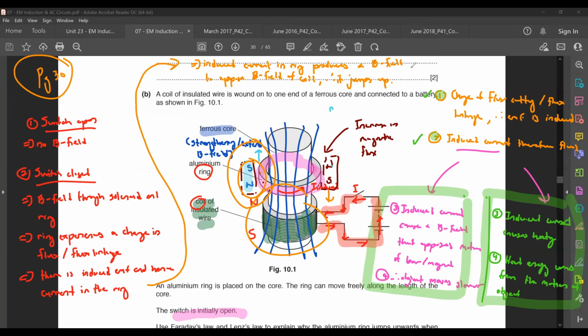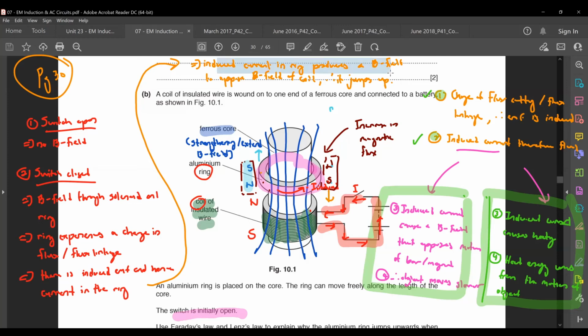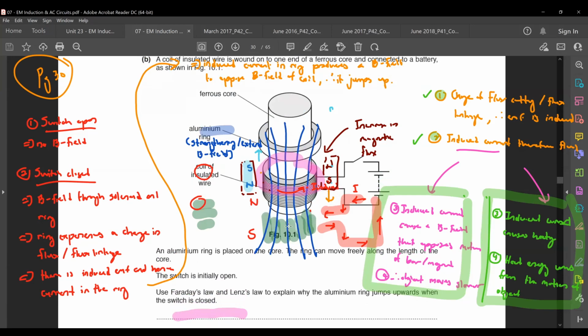Okay, it cannot be the magnetic polarity on the right, because if it is like this, it will cause your magnet to move even closer. So it will cause your aluminum ring to move even closer to the solenoid. It will cause you to have an even larger increase in magnetic flux. So this one is no longer following Lenz's law. Okay, Lenz's law is always in such a way that you want to prevent the flux change that causes it. Okay. Right? So that's why we will say that you have induced current in the ring that produces a B field to oppose the B field of the core. Therefore, it jumps up. All right.